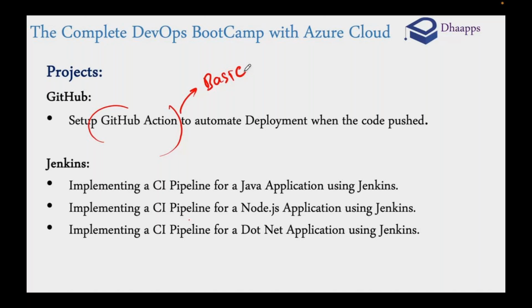Then Jenkins. As I said, as a DevOps engineer, you don't have to worry about the programming languages, but you should know how to build them. In order to do that, we have three different projects. You can see the implementation of a continuous integration pipeline for a Java application using Jenkins, a Node.js application using Jenkins, and a .NET application using Jenkins. You can put this knowledge in your resume so that the interviewer will know you have experience with these programming languages while deploying.